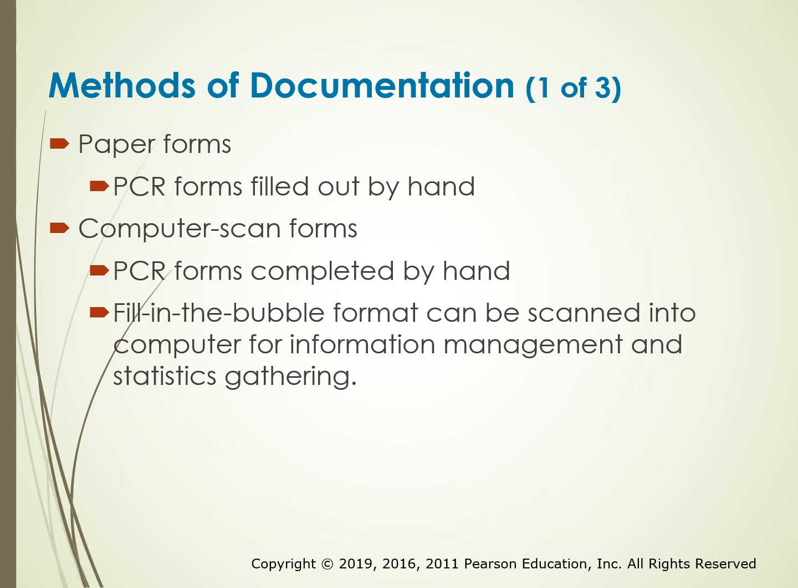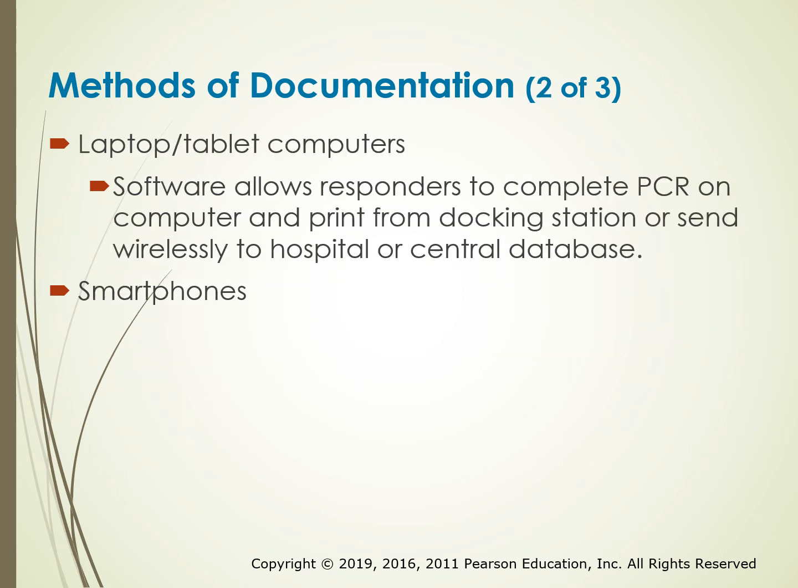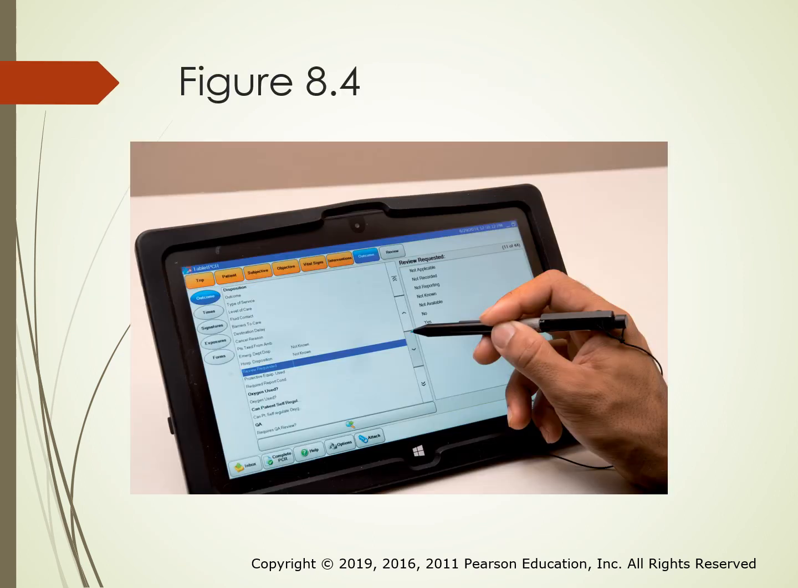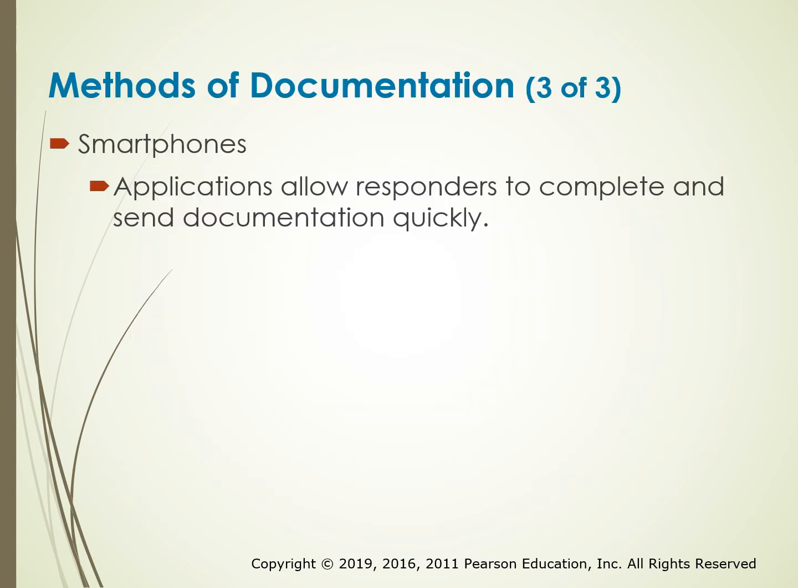There's different forms, obviously paper ones, computers, you can fill them out and then scan them in, things like that. Most places carry a laptop or a tablet, or they use their smartphone. Here's a good example of a tablet with a PCR, electronic one. Smartphones, I guess there's some applications that you can get on your smartphone, but I've never seen them used, and I don't know why you'd want to do it on such a small screen.